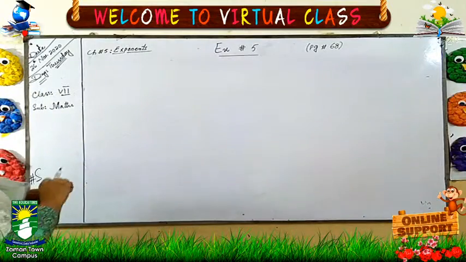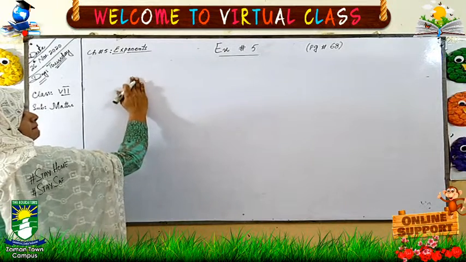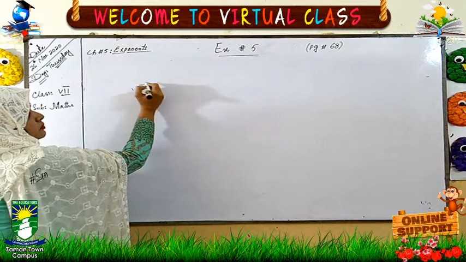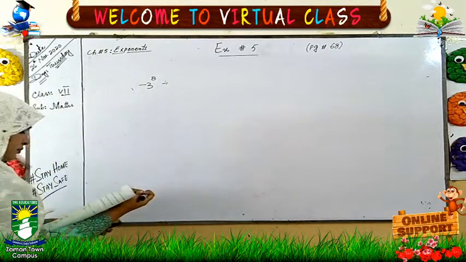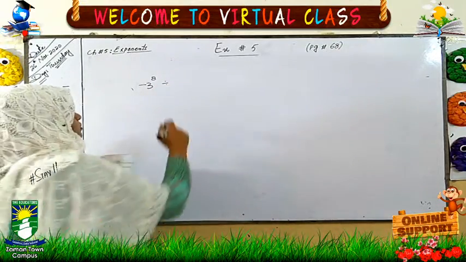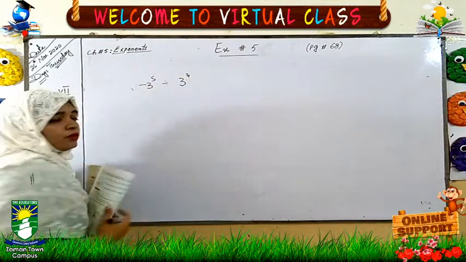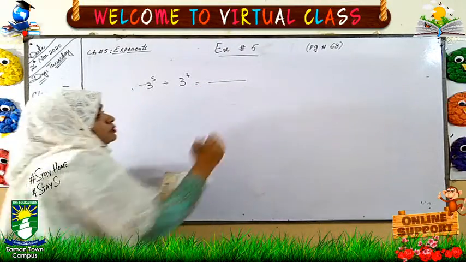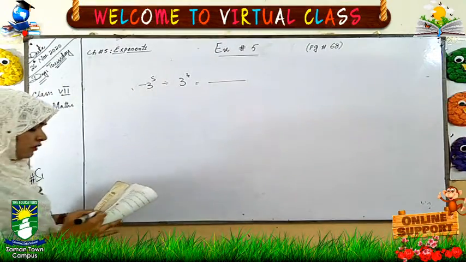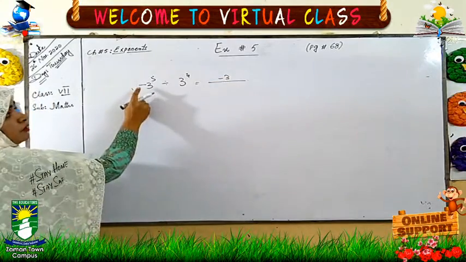Now the next thing you have to keep in mind is if you have minus 3 power 8 divided by minus 3 power 4 divided by 3 power 4. It is also a blank in your exercise: what should it be equal to, or is it equal to minus 3 or not? Now how will we solve it?